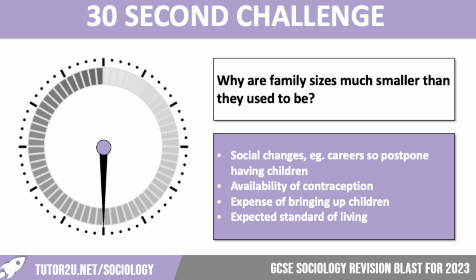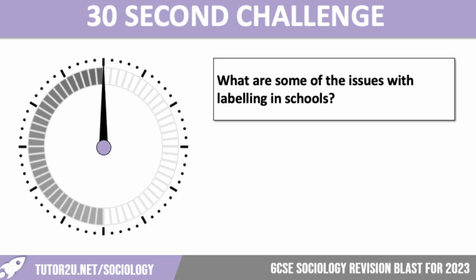So the more children you have, the more difficult it is to have that high expected standard of living, because obviously they are expensive. So it limits perhaps the holidays that you can have, and lots of people really value those. So by having smaller families, you can still have those nice family holidays that are important to so many of us. Right, we're now moving on to education for our next 30-second challenge. The question is, what are some of the issues we're labelling in schools?